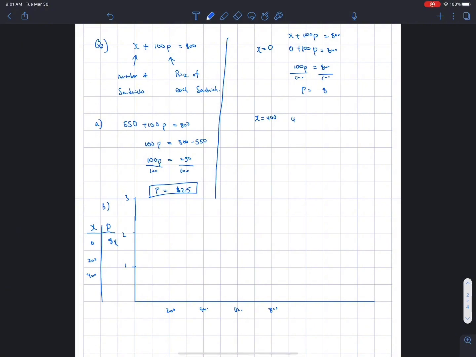So we have x, which is 400, plus 100p equals 800. 100p equals 800 minus 400. 100p equals 400. Dividing both sides by 100, we get p equals 4. Yeah, so even this one is too high up. Then I'm going to have to use 600 and 800. So these are points that I cannot use on the graph.